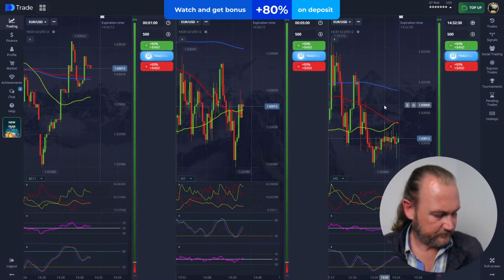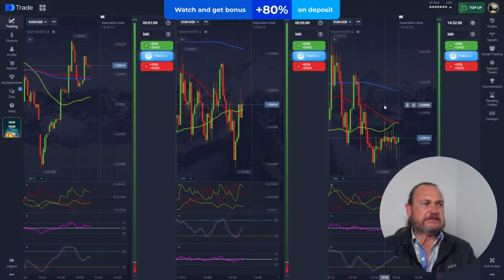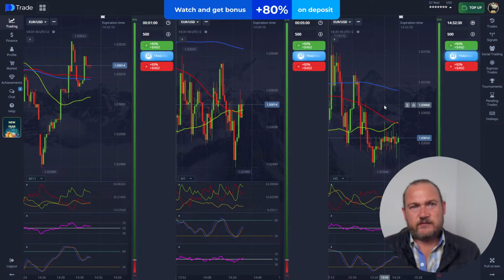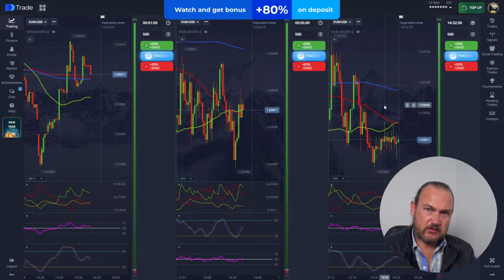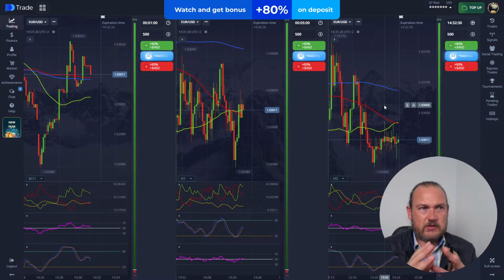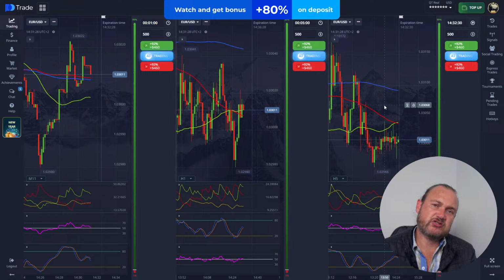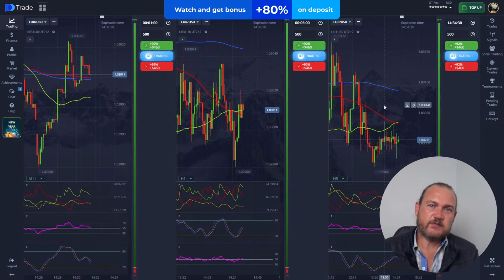Okay, so multi-time frame analysis helps with a couple of things. First of all, it gives us a more comprehensive view of the market, right? So if you like to trade 1 minute charts, keep an eye on the 5 minutes, maybe even the 15 minutes, and then one lower time frame as well.